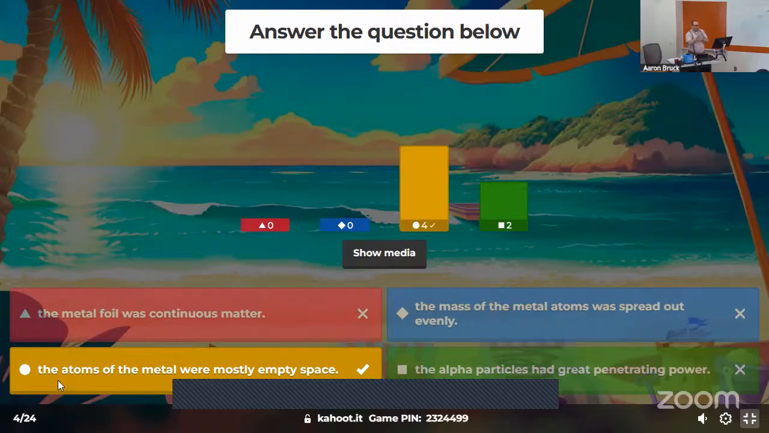But the fact that the majority of them are going through tells us that even though the gold is a dense and heavy metal, the majority of the space that it takes up is actually empty. It's not truly empty, it's electrons. But relative to an alpha particle, an electron is but a measly flea. All right. Any questions with what we've seen so far?